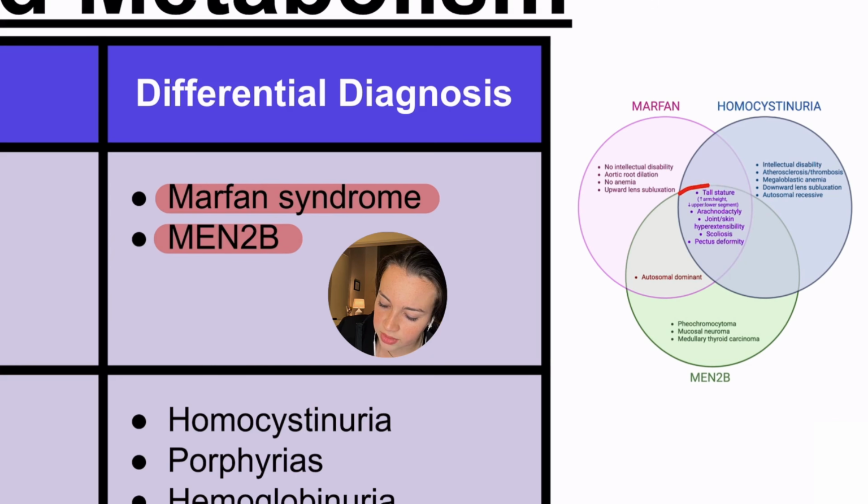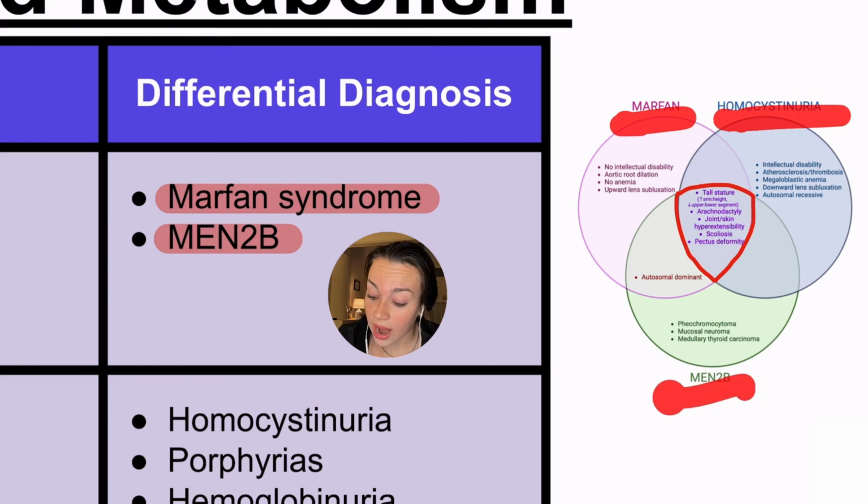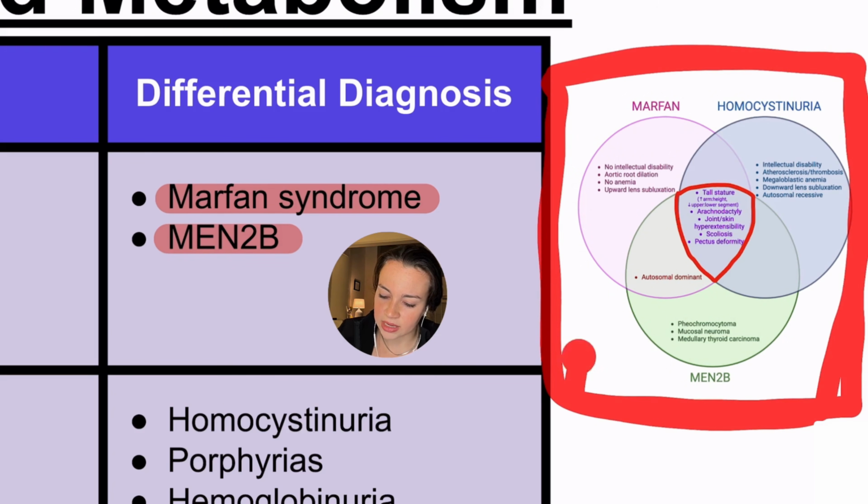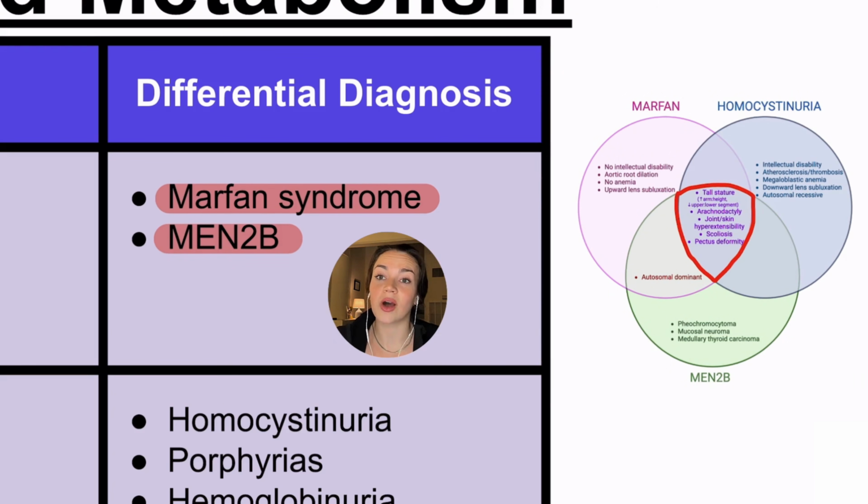For homocystinuria, your differential diagnosis is going to include Marfan syndrome and the MEN2B syndrome. This is because all three of these conditions share the marfanoid habitus. We've talked at length about these differentials throughout this unit, so I won't go through them here again, but you can pause the video and take a look at this Venn diagram to help you narrow your differential if you want another review.